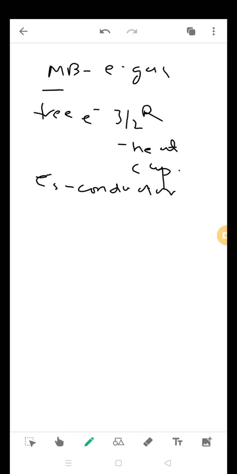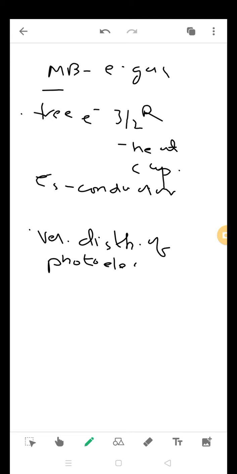This is the first limitation, and the second limitation is the velocity distribution of photoelectrons, the electrons produced by the photoelectric effect. They actually do not agree with experimental results.